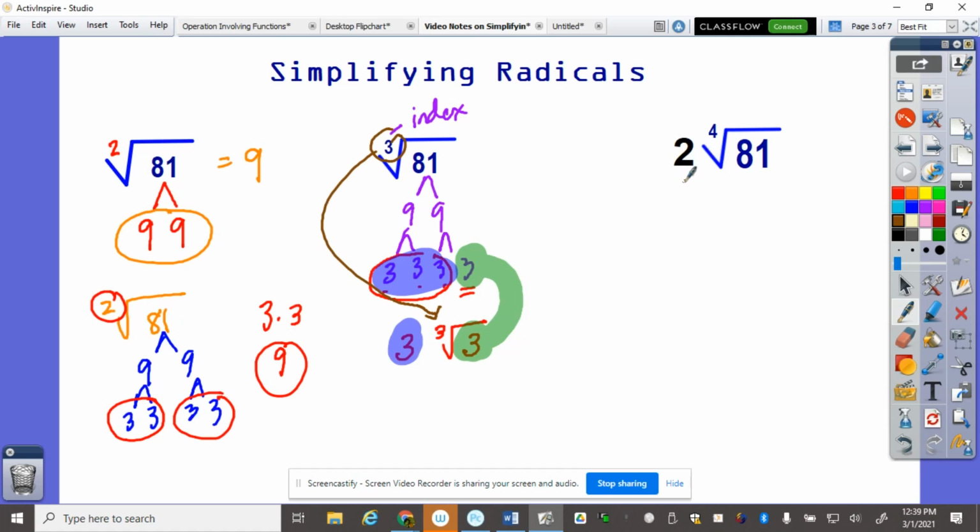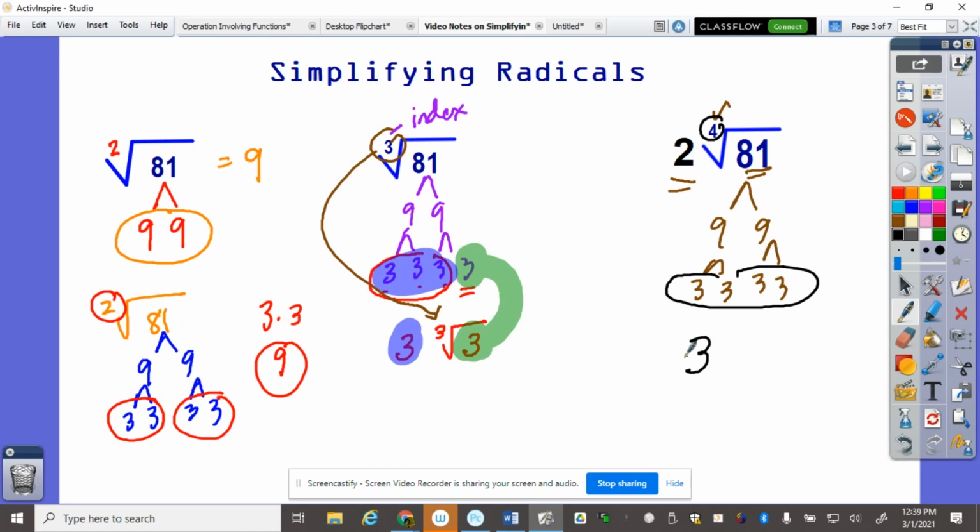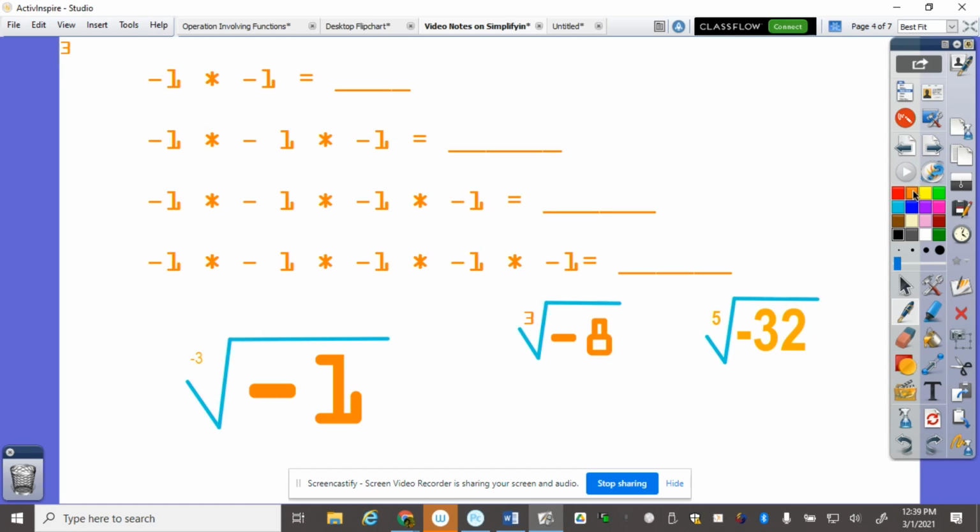Okay. Now, what if there's a coefficient outside and the index is 4, there's still 81. So again, 9 and 9, 3 and 3, 3 and 3. I need to group them into 4, so all of them will work. So a 3 will step out, but the coefficient of 2, you multiply it by 2 there. 2 times 3 is going to be 6, and that's the answer. Kaboom.